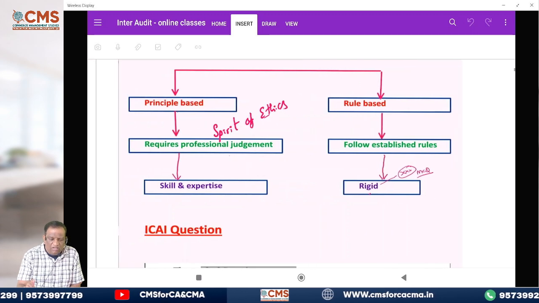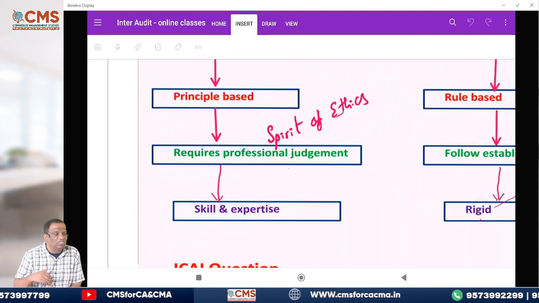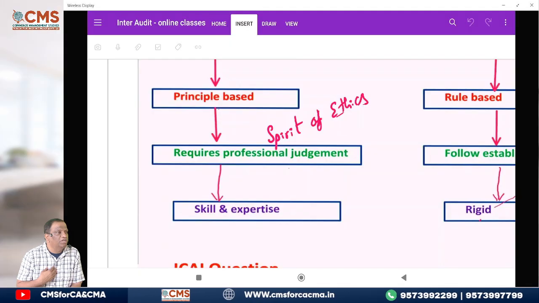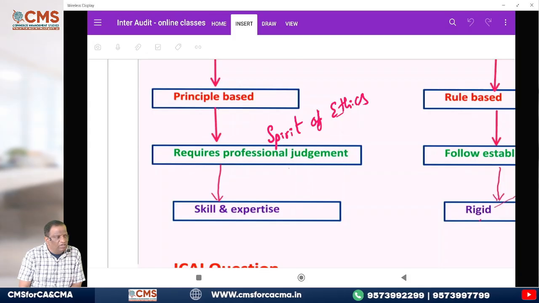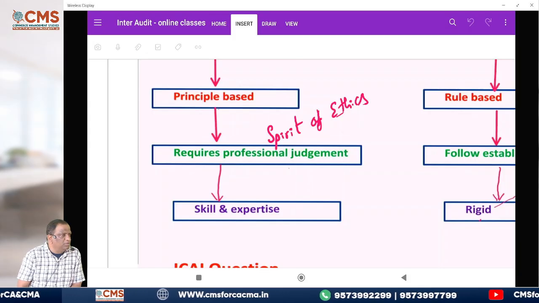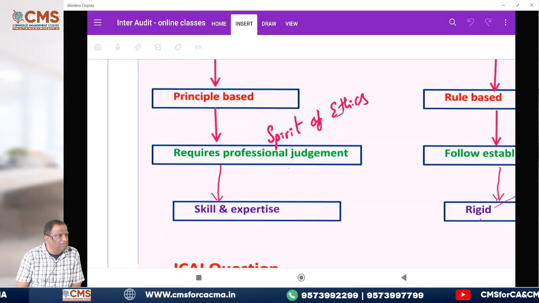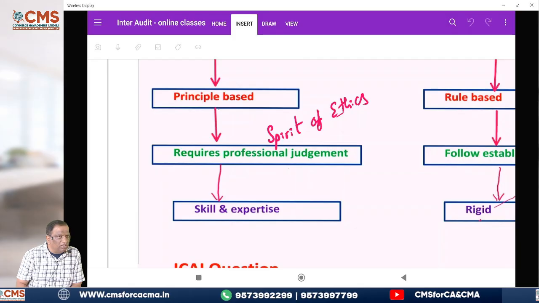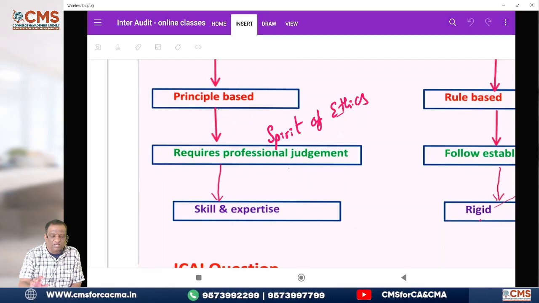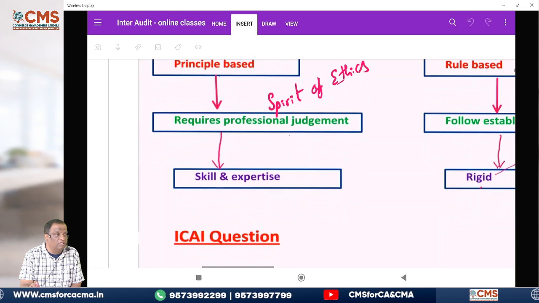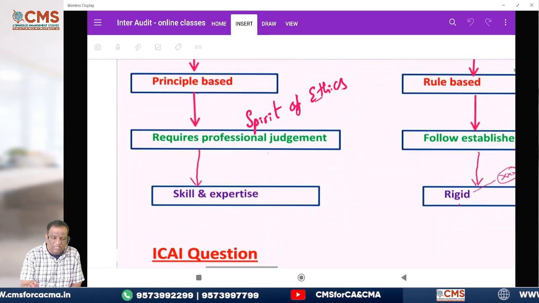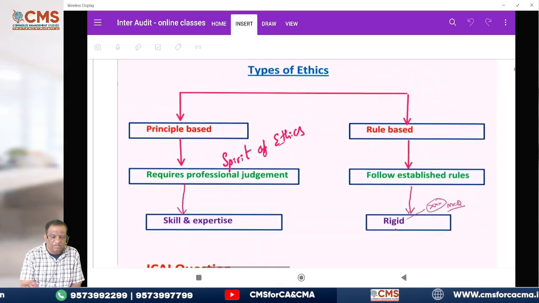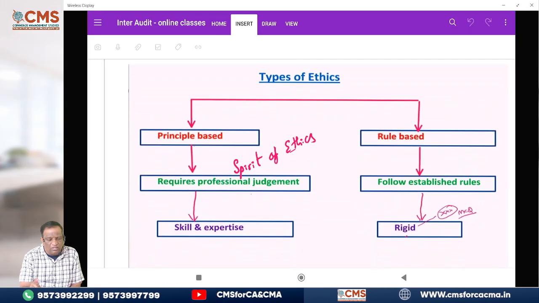You must follow it. Whereas principle-based ethics is about judgment. It is about the spirit of the auditor. So it is about the spirit of ethics. He himself wanted to do it. Like some auditors, they won't accept clients who are not maintaining proper books of accounts, like those in real estate and these kinds of businesses where you have to bribe and you will not be able to record. They don't want to do it. But it's not rule based, it's principle based. That way, principle-based ethics requires a lot of skill and expertise to decide, whereas for rule-based ethics, no skill is required. It's a rule, you have to follow it. That is the difference between principle-based ethics and rule-based ethics.